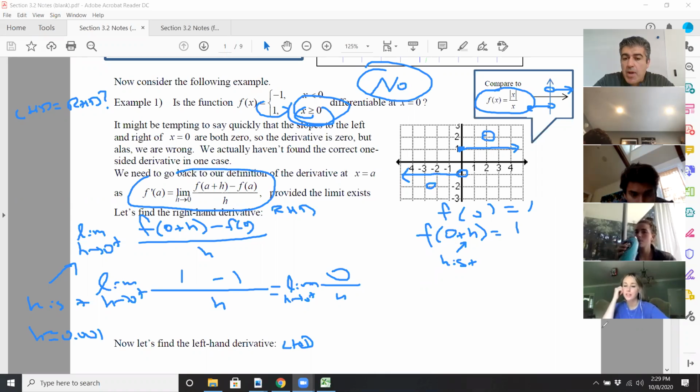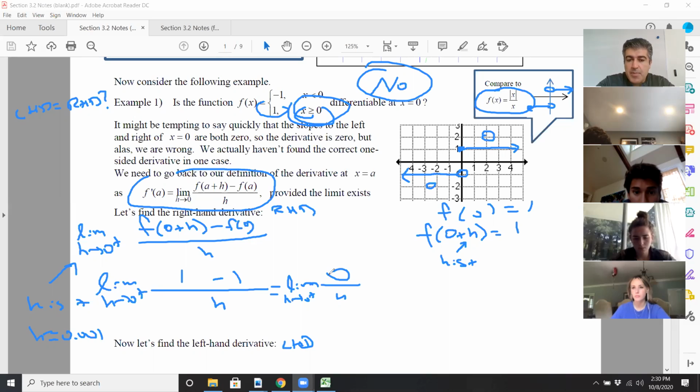So again, f of 0 is 1. That's obvious because x equals 0 is 1. f of 0 plus h is also 1 because remember, we're approaching from the right side of 0. The right side of 0, like h could be like 0.001. So if I plug that in here, that's going to still be 1 because I'm plugging into x greater than or equal to 0, and the y value there is 1.